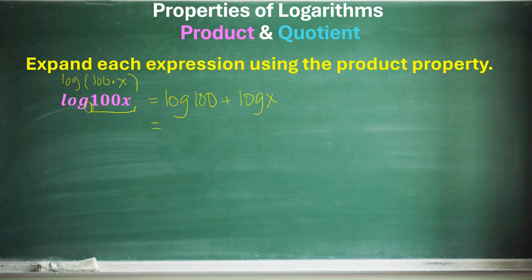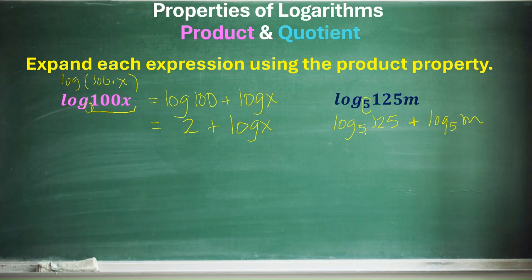What's cool about this is I know that log of 100, this is base 10 because the base is not written. 10 to what power makes 100? 10 to the power of 2 makes 100. So this becomes a 2 plus log of x. So if this were part of an equation I'm trying to solve, I now only have one log. So I'm in good shape to solve. All right. Our next one, we have log base 5 of 125m. So I'm going to do the same thing here. I'm going to rewrite this as log base 5 of 125 plus log base 5 of m.